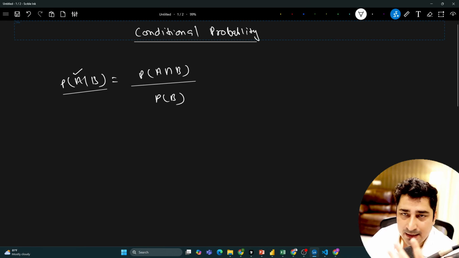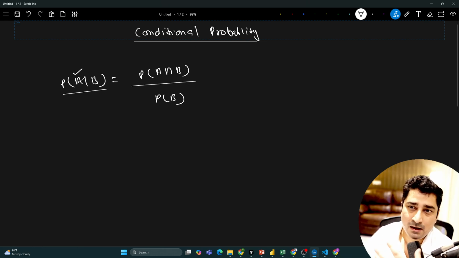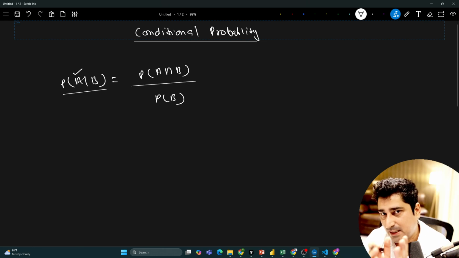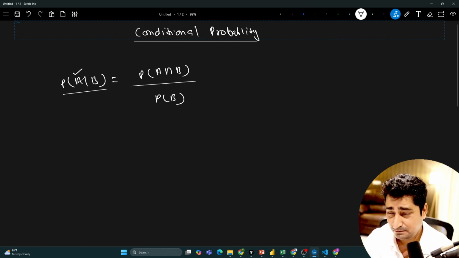Here, in the banking sector, let's suppose we are dealing with high volume transactions, and with every transaction we observe the probability. When a transaction has already happened, that is a condition. So when a transaction has already happened, what is the probability that there will be a fraud? Let's suppose A is fraud and B is transaction.